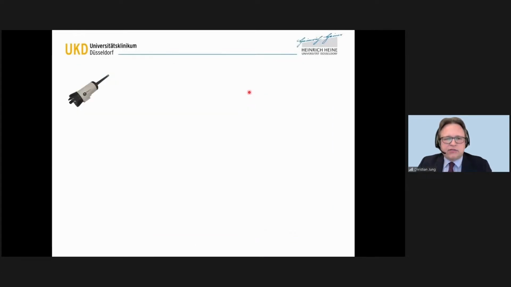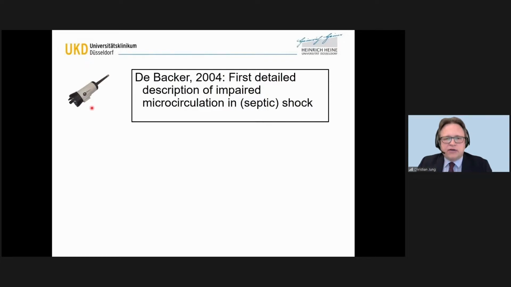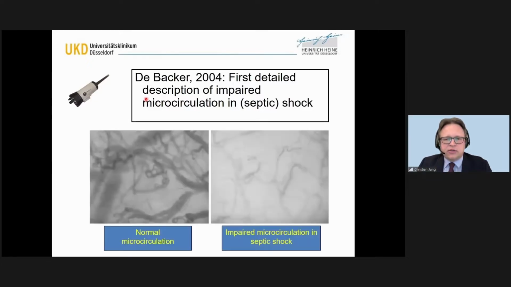I mentioned that also intravital microscopy can be used, for example, using this device, but there are different devices on the market. And Daniel De Backer is with you in Houston, and he was actually the first using this device and making a detailed description of an impaired microcirculation, in this case in septic shock. You can assess from these images that a normal microcirculation is very different to an impaired microcirculation in shock. Not only the rarefaction, but also the impaired circulation in these vessels.